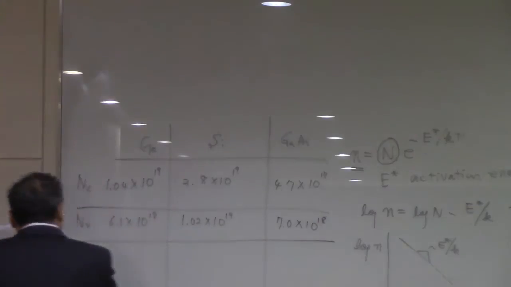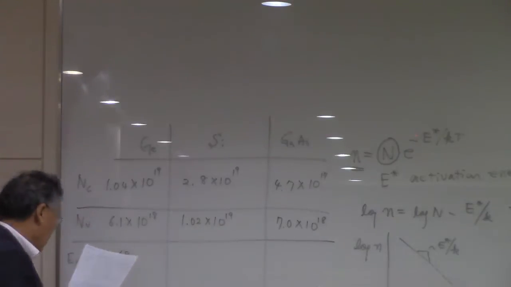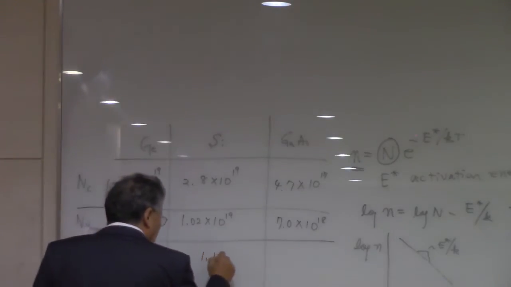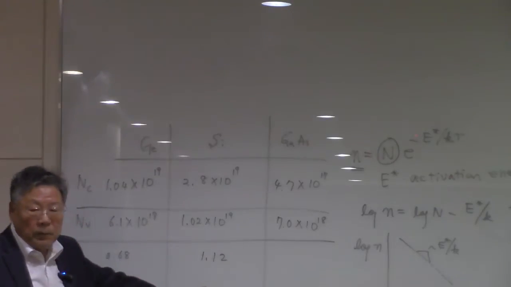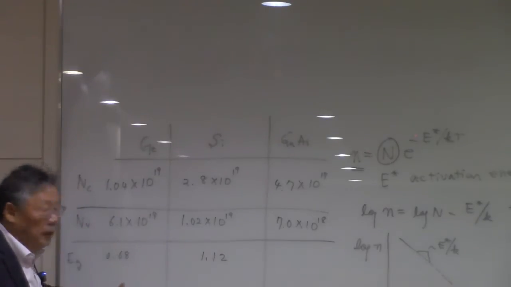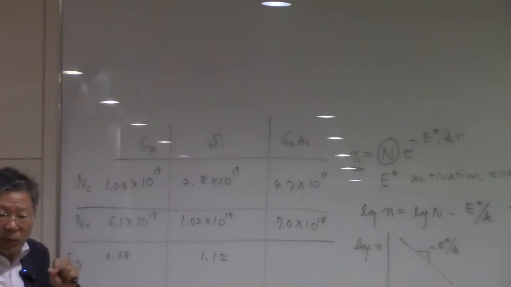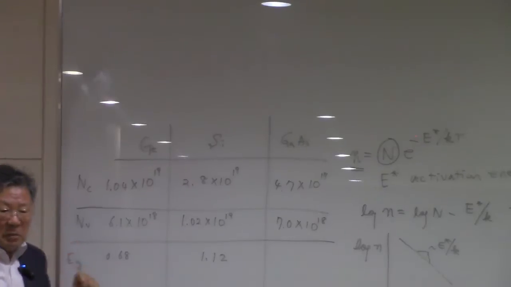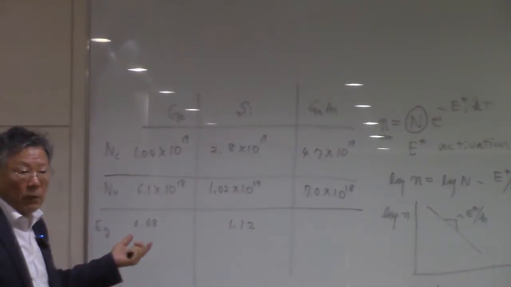What about the band gap? Band gap is 0.68. It's so small, so it is not stable. That's why every industry moved to silicon instead of germanium, the first invention. Okay, the band gap is small, which means it is not stable. It is very sensitive to the temperature, for example.